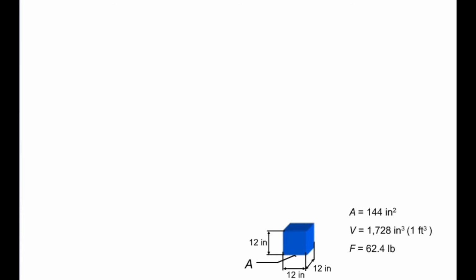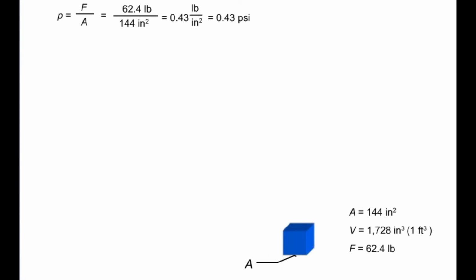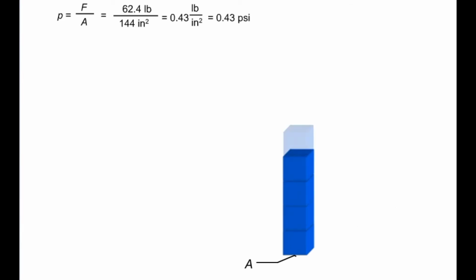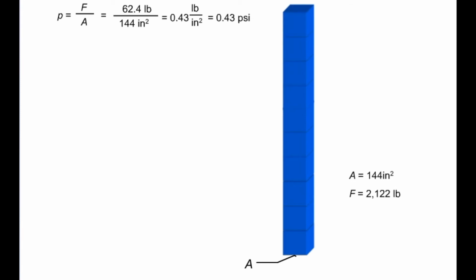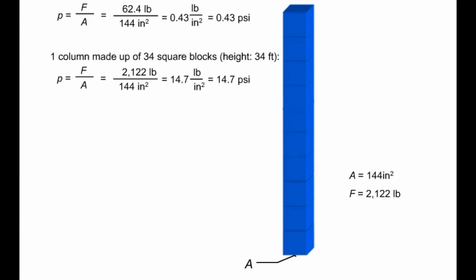If we were to now calculate the pressure that the water generates on the floor under the cube, that pressure would be approximately 0.43 psi. Let us now take 34 such cubes and stack them one upon the other. The weight force is now multiplied by 34, whilst the base area remains the same. The pressure is therefore multiplied by 34 and now amounts to 14.7 psi. One standard atmosphere is therefore equivalent to 34 feet of water.